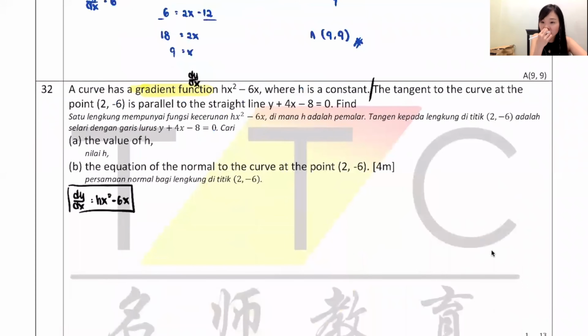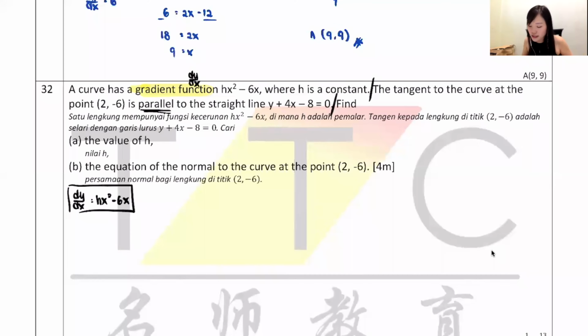Next, they say the tangent to the curve at point 2, negative 6 is parallel to the straight line, this one. Okay, a lot of students there don't know about this part. So how do we do it? Okay, may I know from the second sentence, which word is a very important word? Very good, Jermaine. Thank you, Jason. Parallel.